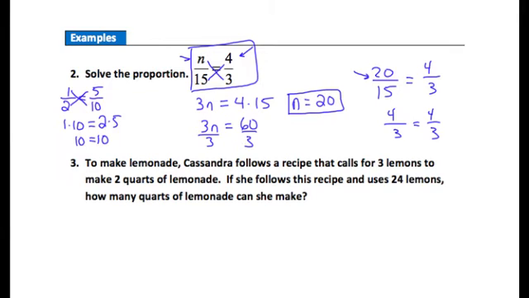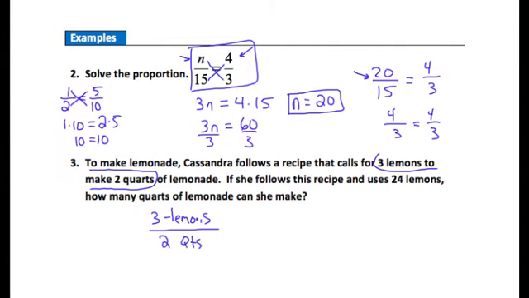Okay, example 3. To make lemonade, Cassandra follows a recipe that calls for 3 lemons to make 2 quarts of lemonade. If she follows this recipe and uses 24 lemons, how many quarts of lemonade can she make? Here we have a given rate. Do you see this right here? It takes 3 lemons to make 2 quarts. What we want to do now is put that into a rate. 3 lemons to make 2 quarts.